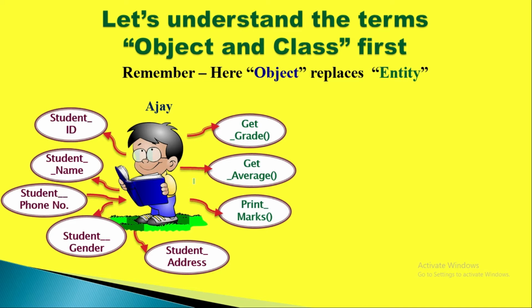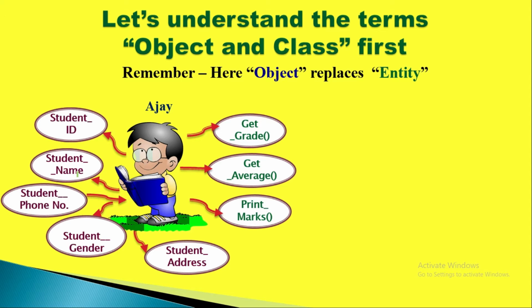Suppose there is one student whose name is Ajay here, correct? Now यहाँ पर you can see some of the data written in the ovals. What does it represent? Let's start from here. अगर एक student है अजय, तो उस अजय student का student ID होगा, that is unique ID.